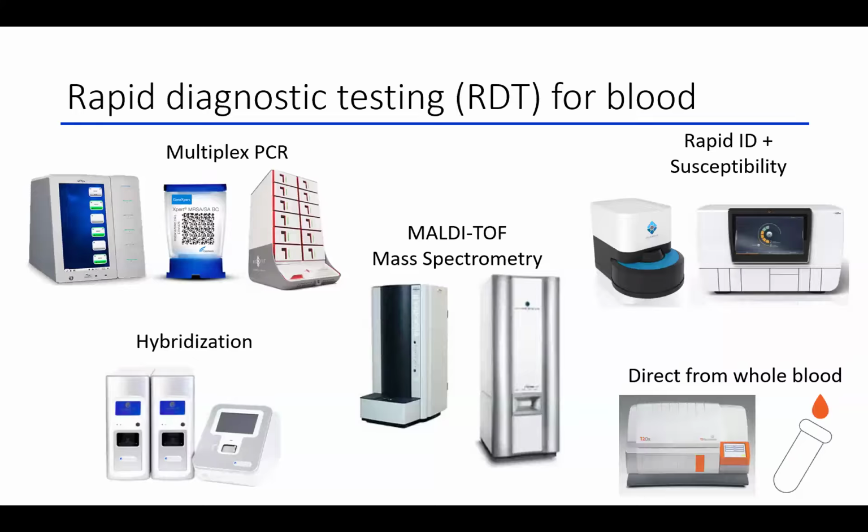And there are many forms that this comes in: multiplex PCR assays, blood culture panels, hybridization assays. Some people do rapid MALDI-TOF mass spectrometry on young growth of bacteria growing in culture. We have some direct from whole blood, which our fungal speaker talked about earlier today. And then we have some rapid ID and susceptibilities testing, which is kind of the new wave, I would say, the newer players in this space of rapid diagnostic testing.